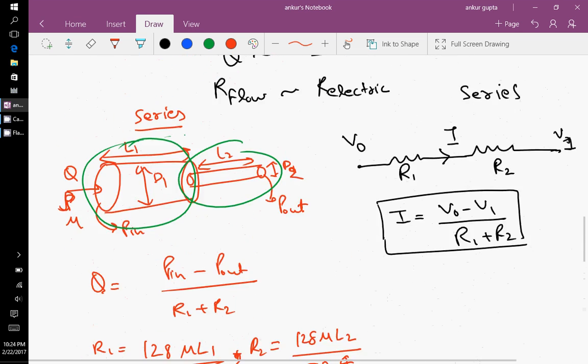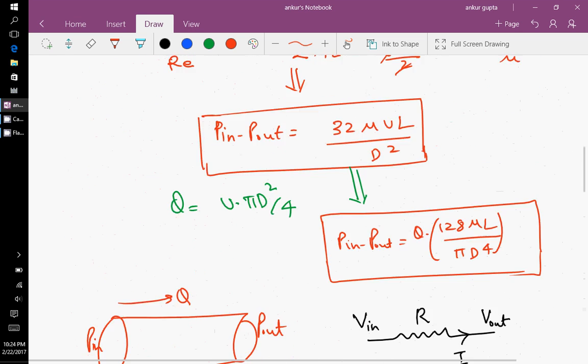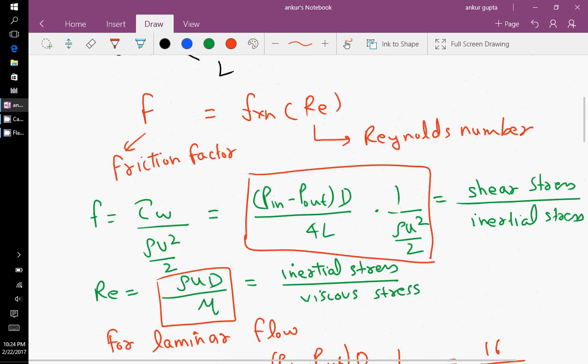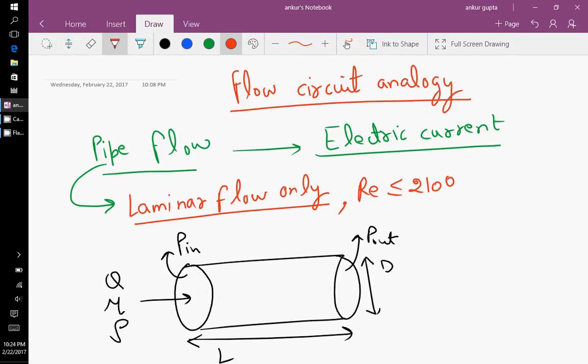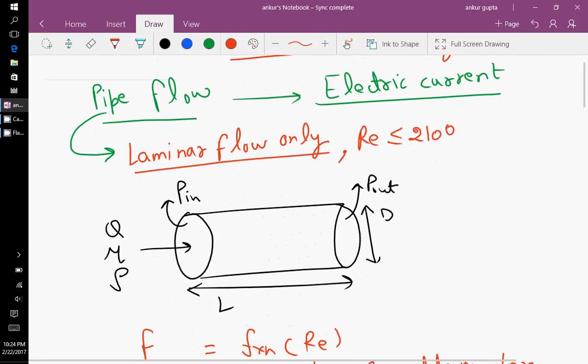So let me briefly review the whole video once so that you can remember everything. We started by talking about the flow circuit analogy, and that there are some similarities between pipe flow and electric current. Basically, pressure is similar to potential, flow rate is similar to current, and the resistance is derived, and the flow resistance is similar to resistance in electricity. And this whole analysis is only valid for laminar flow, where Reynolds number is less than 2100.